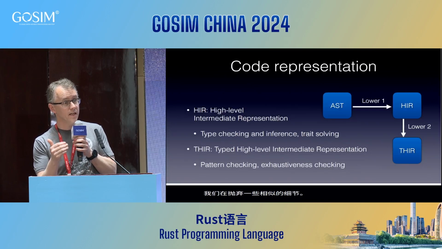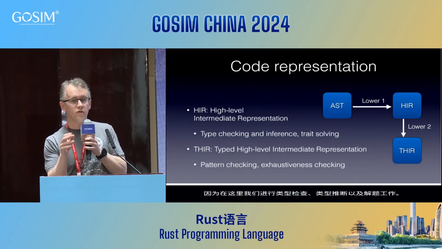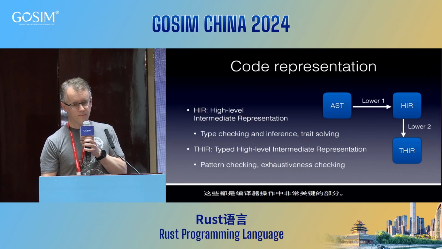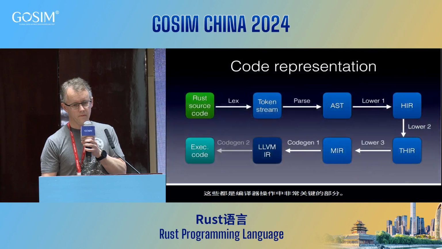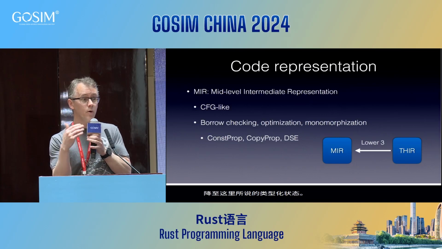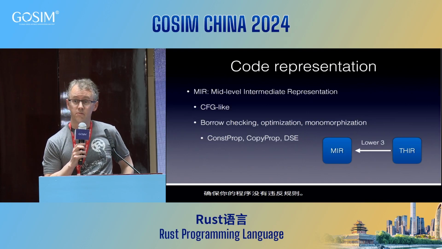After that, there's a second lowering step to something called typed HIR. And we do a few more checks there, checking that your program is not breaking the rules. After that, we then lower one more time to something called the mid-level intermediate representation, or MIR.